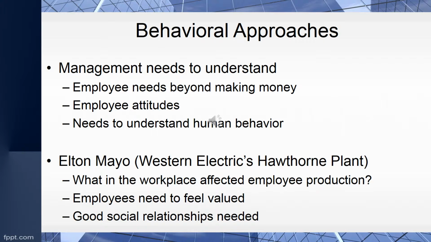This came about partly because of the Hawthorne studies. Elton Mayo studied workers at Western Electric's Hawthorne plant. He wanted to answer the question, what in the workplace affected employee production? What he found, after varying numerous variables, was that employees needed to feel valued by their managers and by their coworkers. He also discovered that good social relationships were required between coworkers and between employees and managers. Many of our modern leadership theories include leader-follower relationships and emphasize that it matters how followers are treated. At the time, this was considered an important insight and expanded managerial responsibilities.